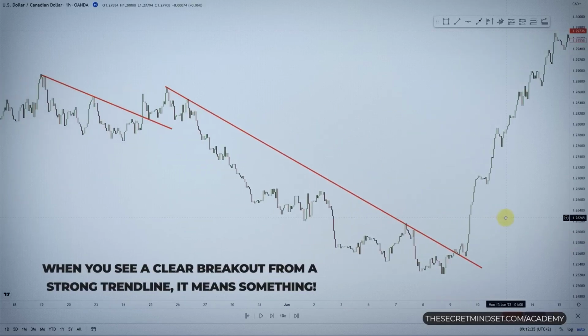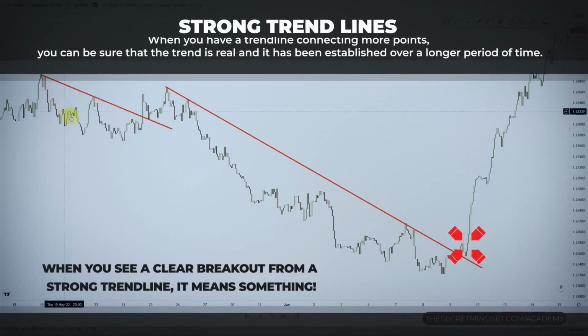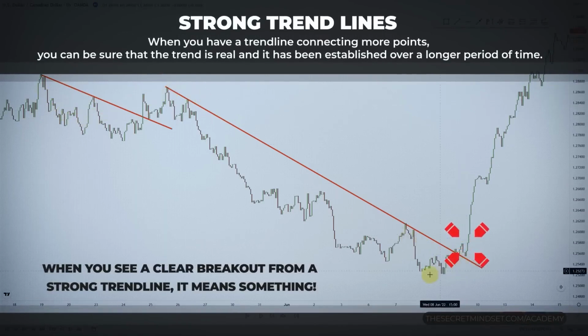The point is, when you are drawing a trend line with only 2 points, you could be seeing a coincidence, but when you have a trend line connecting more points, you can be sure that the trend is real and it has been established over a longer period of time.